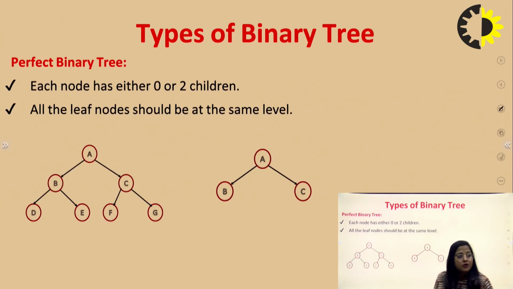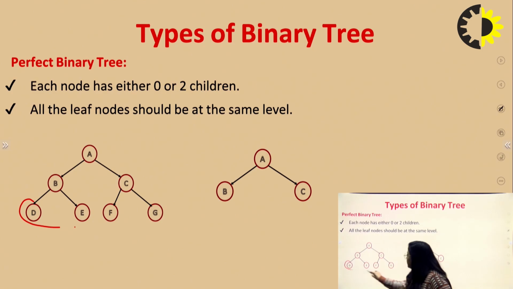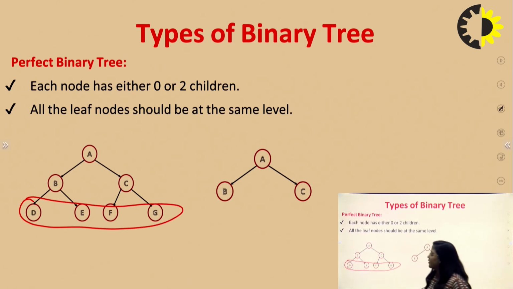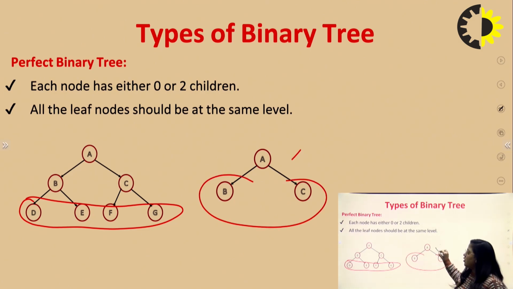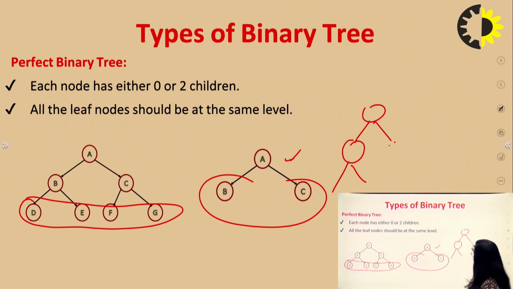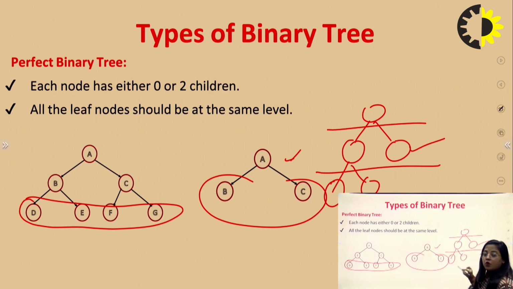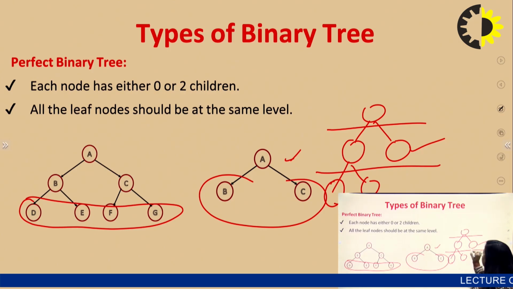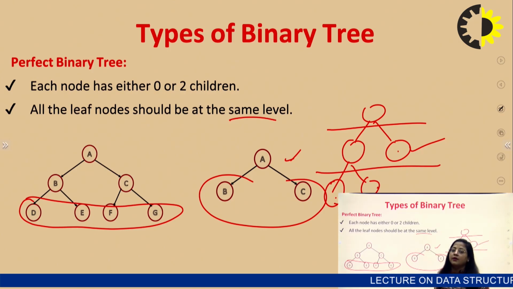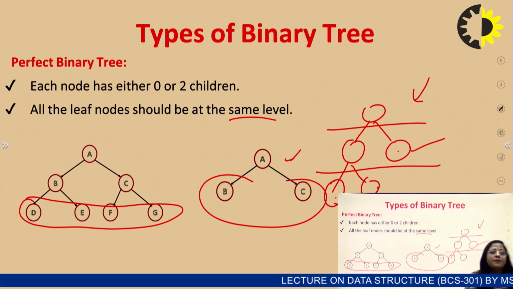Now coming to the perfect binary tree. Perfect means each node has either 0 or 2 children, but all leaf nodes should be at the same level. These leaf nodes are at the same level, so this is called a perfect binary tree. According to this, this is also a perfect binary tree. But according to this, the level is different. This is a leaf node and these two are also leaf nodes, but the leaf nodes are not at the same level. So this is not a perfect binary tree.